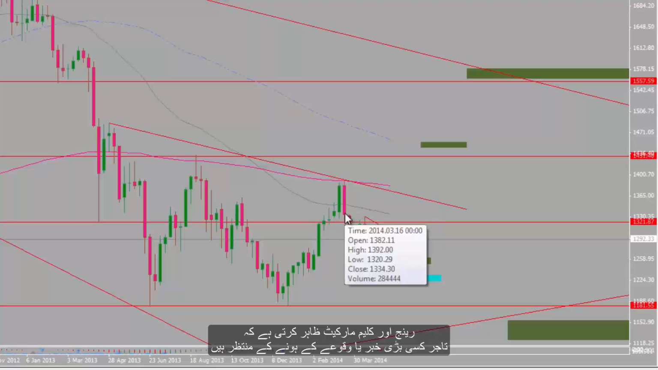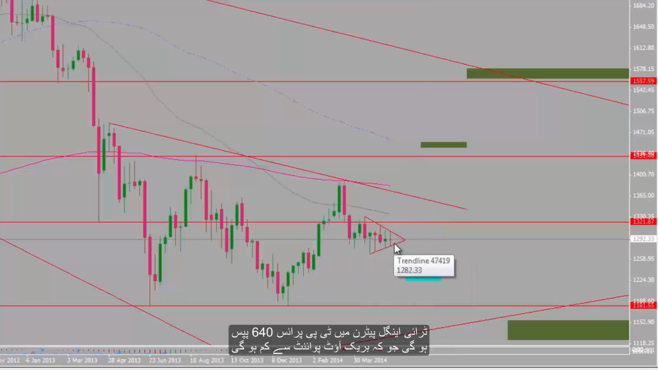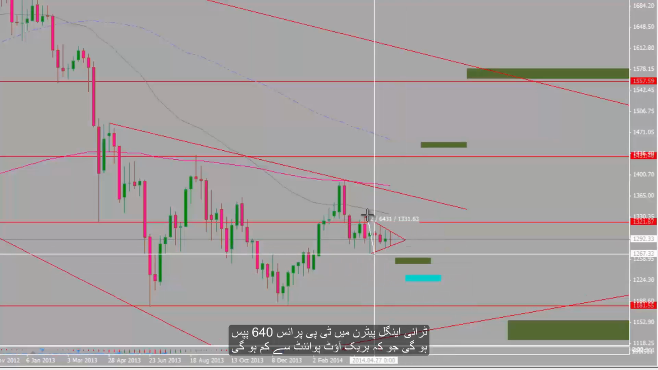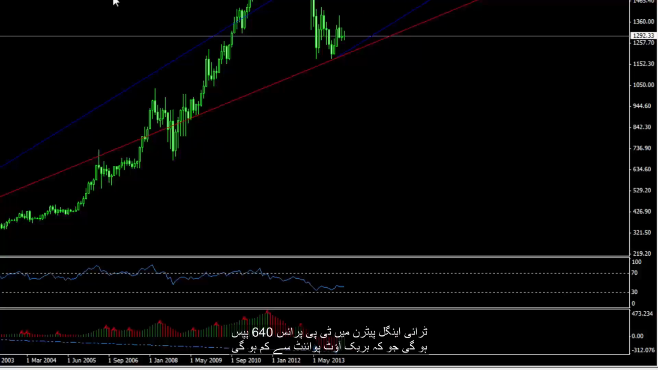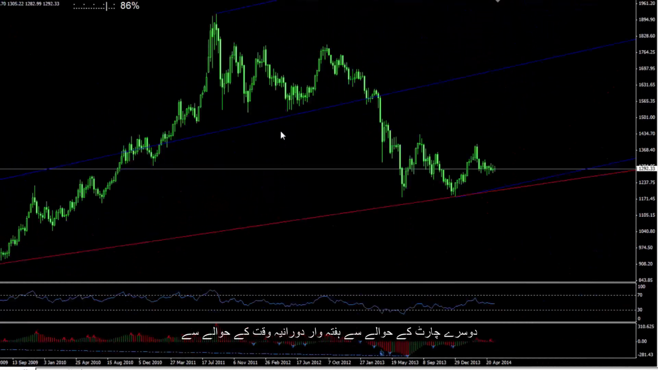The range market shows that traders are waiting for a major news or an event. The TP price in the triangle pattern would be 640 pips lower than the breakout point. Now, a weekly time frame of the second chart. There is a bearish Andrews pitchfork on the most recent trends.